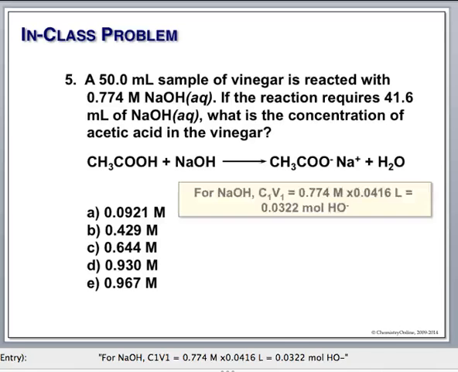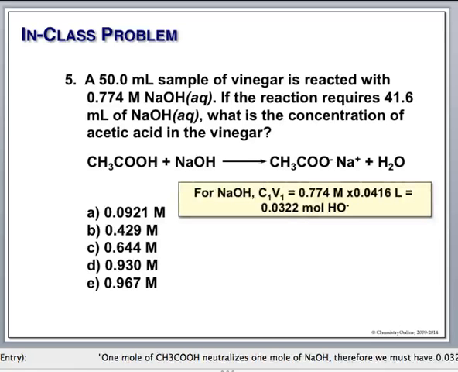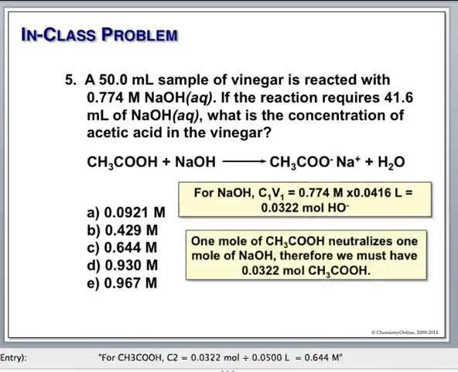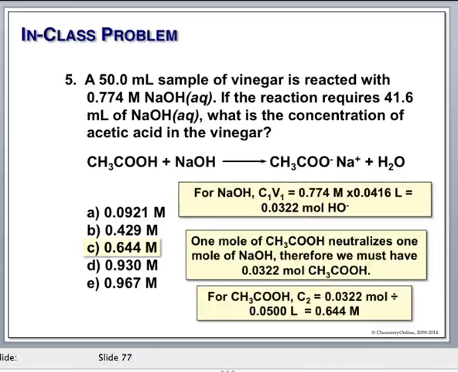So we're going to figure out the moles of sodium hydroxide. 0.03. That's the same as 0.03 moles of this stuff. If we know we have 0.03 moles of this stuff, and 50 mils is its volume, this is 0.644 molar. Number of moles divided by the number of liters gives us concentration.